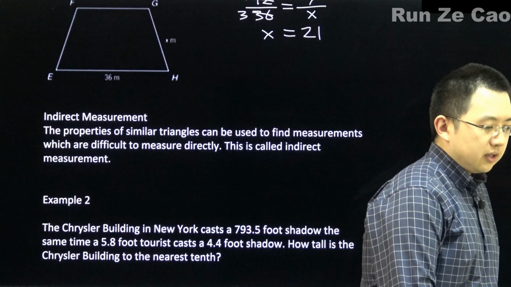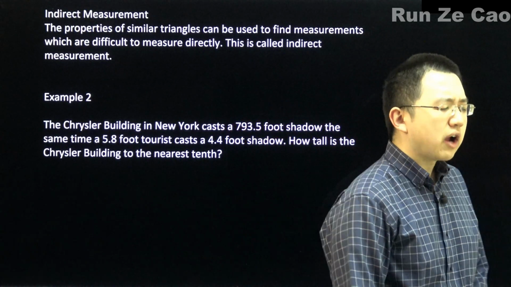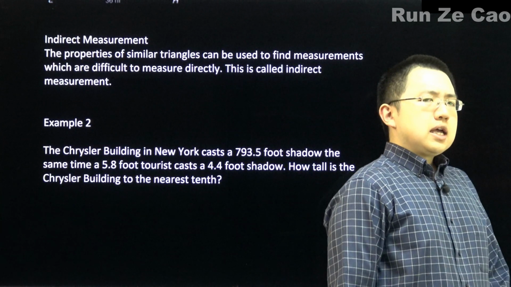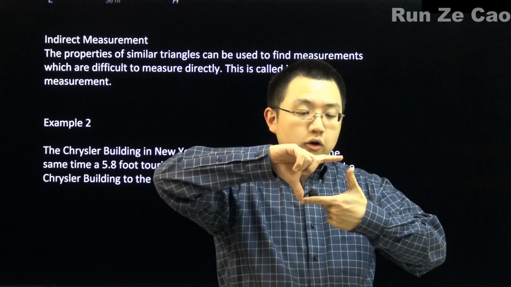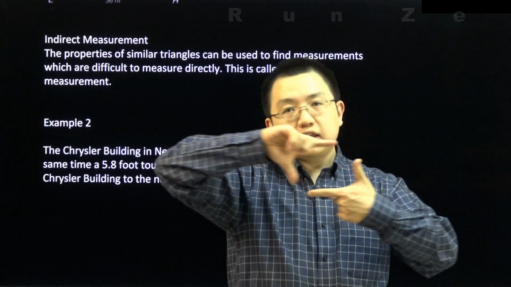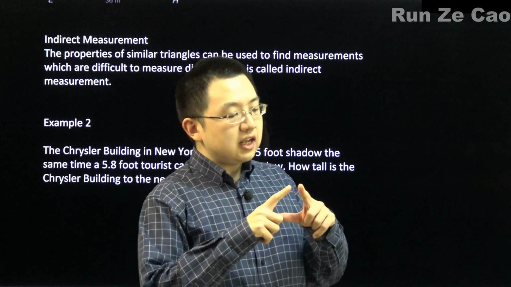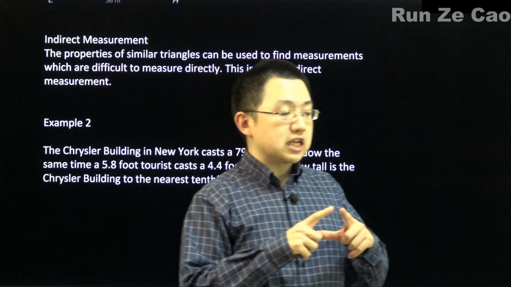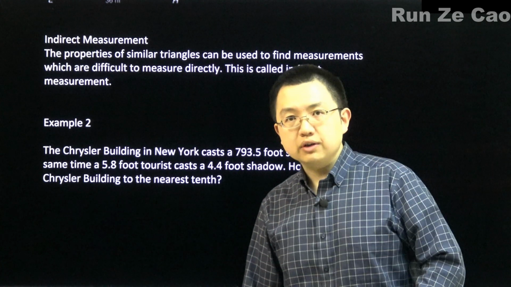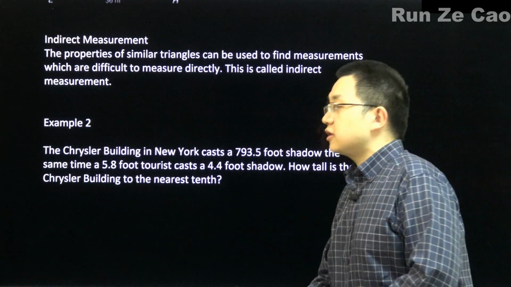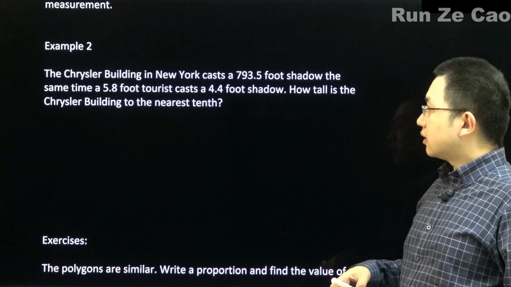We can use the properties of similar triangles, or similar polygons really, but usually we use triangles because, unlike other shapes where, say, you can turn a square into a rectangle and none of the angles change, with a triangle, to change any of the side lengths, you have to change at least one angle. So you can use the properties of similar triangles to find measurements that are difficult to measure directly. This is called indirect measurement.